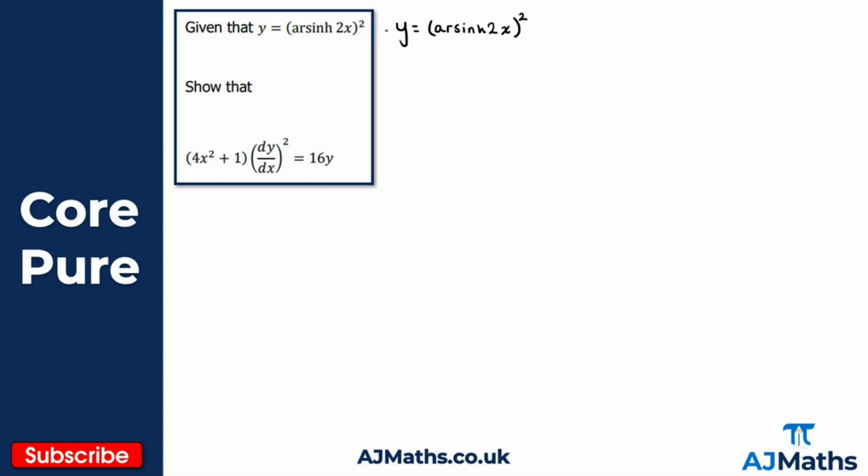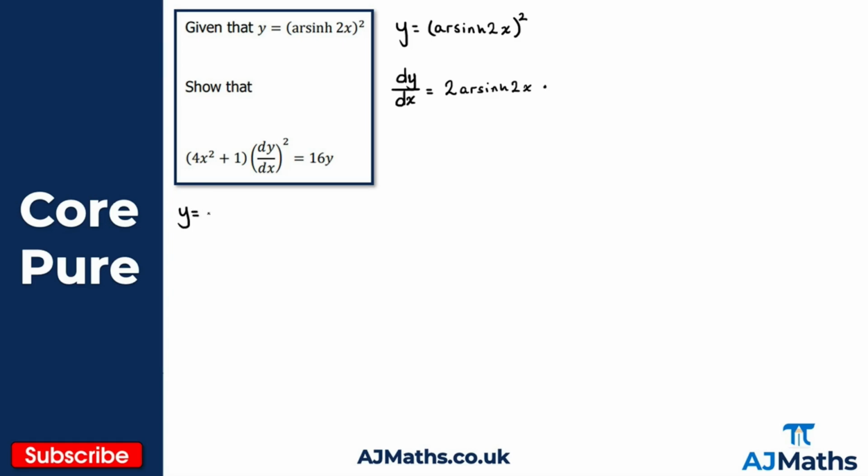So to differentiate here and get dy by dx, we need to use the chain rule. Okay. So the chain rule here will be 2 multiplied by arsinh 2x, and we reduce the power by 1. That's 2 arsinh 2x. But we're not done there, because what I need to do now is multiply this by the derivative of the inside of the bracket. Okay. Now, we need to be careful here.